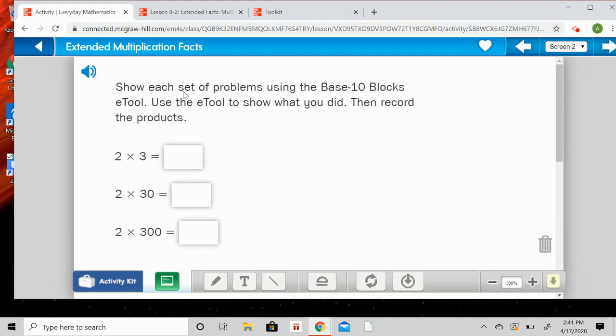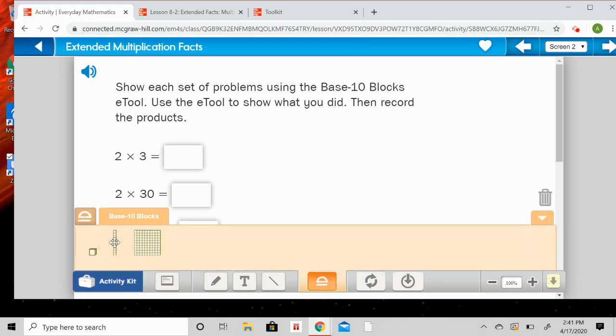It says, show each set of problems using the base 10 blocks E-tool. Use the E-tool to show what you did, then record the products. So we're going to use our base 10 blocks to start. Our first problem is 2 times 3. So we're going to make 2 groups of 3. So I'm going to take my cubes.